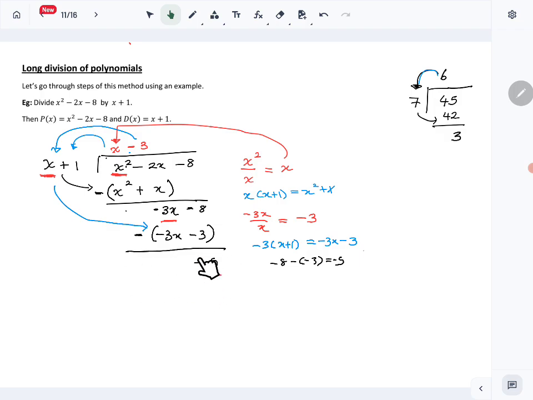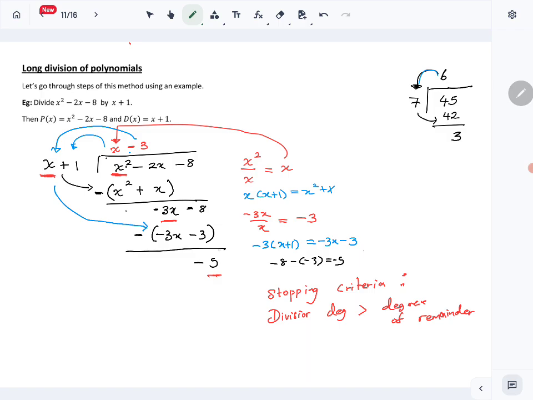So this is the remainder. Now the remainder degree is 0. Degree of the divisor is what? 1. So then we stop. So that is the stopping criteria for long division. If the divisor degree is greater than the degree of the remainder, then stop. Okay. Whenever the divisor degree is greater than the remainder degree, you stop.